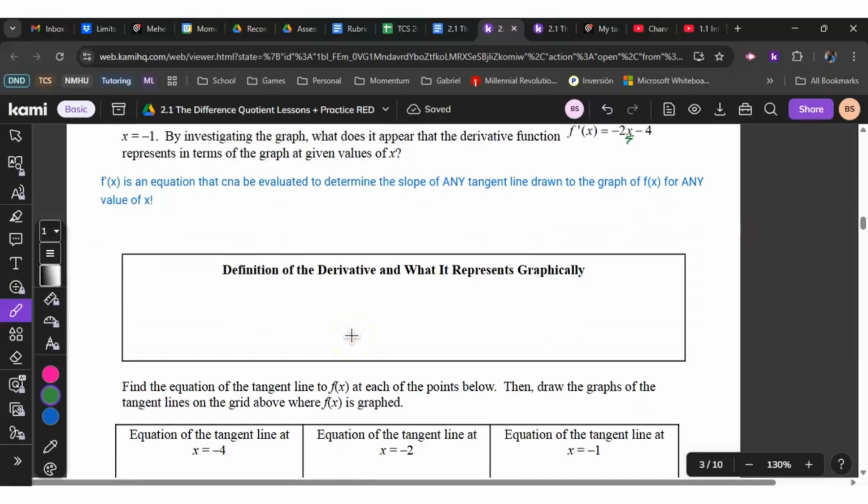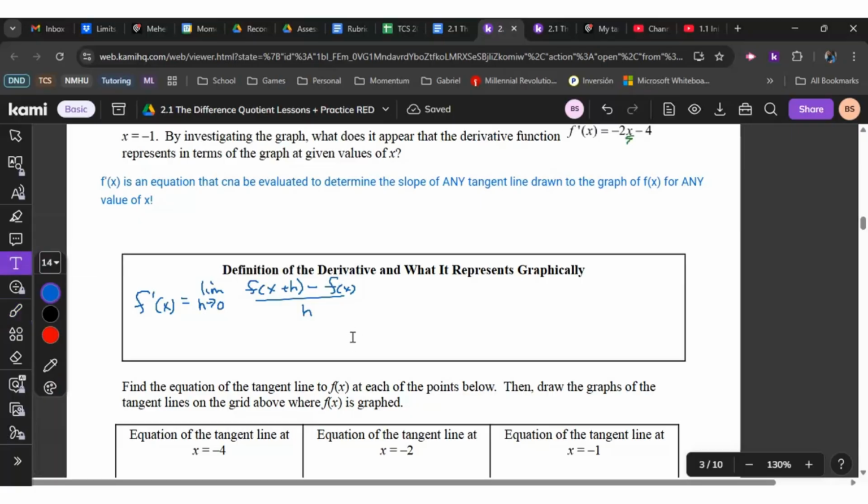Now let's write down what the definition of the derivative is and what it represents. I'll do it in blue, sorry. f prime of x is equal to the limit as h approaches 0 of f of x plus h minus f of x, over h. Because we just talked about that, right? That's the slope of the tangent line.